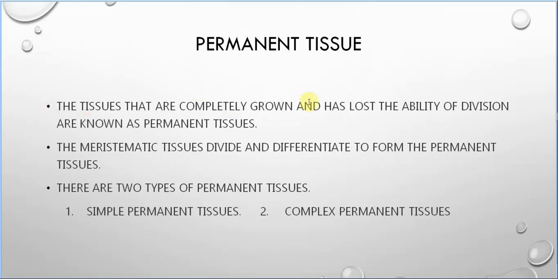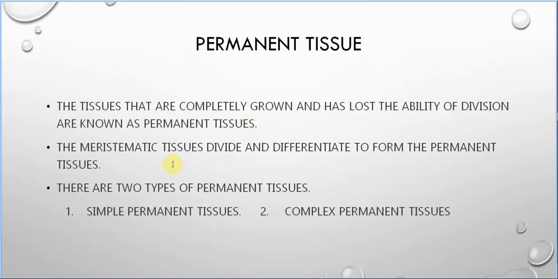The tissues that are completely grown and have lost the ability of division are known as permanent tissue. That means the cells comprising the permanent tissue do not show cell division throughout their lifetime. They show cell division for a limited time, and after that they lose the ability of cell division.